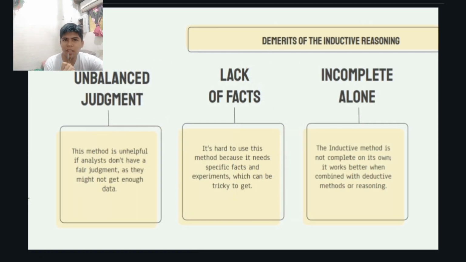Next, the merits of the inductive reasoning or disadvantages. So first is unbalanced judgment. This method is unhelpful if analysts don't have a fair judgment as they may not get enough data. So when mga theories, analysts, or even kita don't think carefully and consider gani sa both sides sa possible outcomes niya, possible na atay ma-miss ng mga important nga information. So this can make the conclusion very wrong and dili na siya mahimong useful.